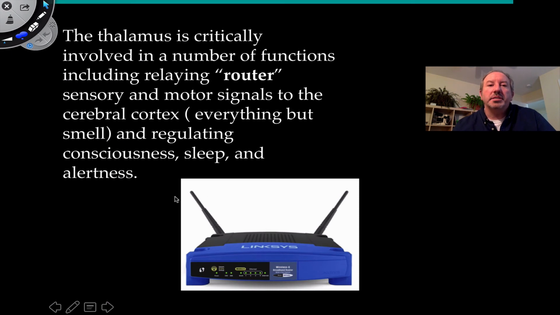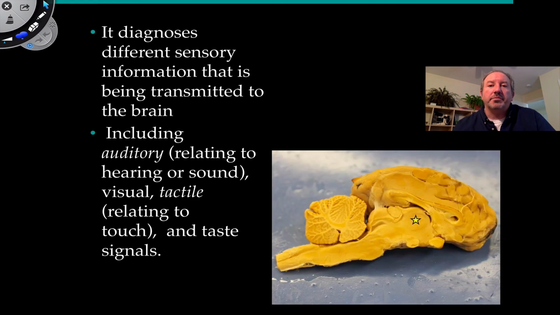Okay, I was mentioning this before, but it's involved in a number of critical functions. Not only diagnosing a situation like a doctor would, but it's also a router. It routes sensory and motor neurons to the cerebral cortex, everything but smell. Smell is not being routed there. And it also regulates consciousness, sleep, and alertness. I put a picture of a router right here, to help you remember that one of its main functions is that it relays sensory information.